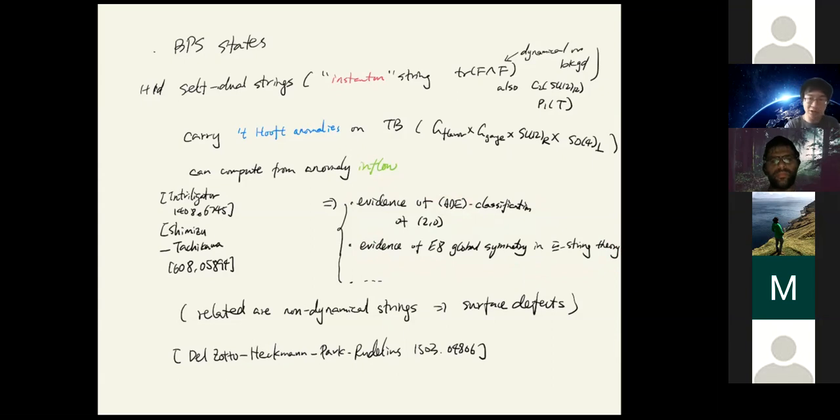Okay, and I should also comment that there's a very much related object in the (1,0) theory, non-dynamical BPS strings, also known as surface defects. And there's also very nice work in those directions. They preserve the same supersymmetry, but they are non-dynamical and should be thought of as defects.